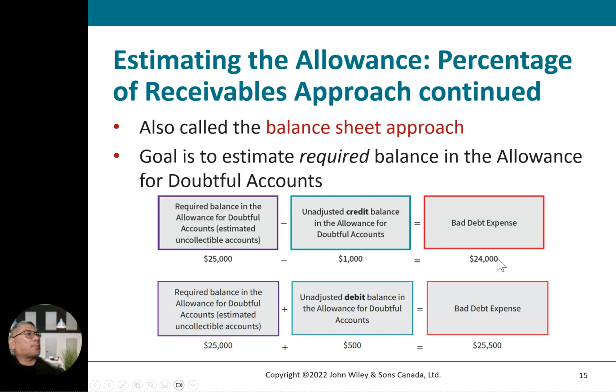You get the bad debt expense here, 24,000. And then, if there is an unadjusted debit balance in the allowance for doubtful accounts of 500, the required balance, the estimated uncollectible amount of 25,000, plus the unadjusted balance of 500, equals bad debt expense of 25,500.